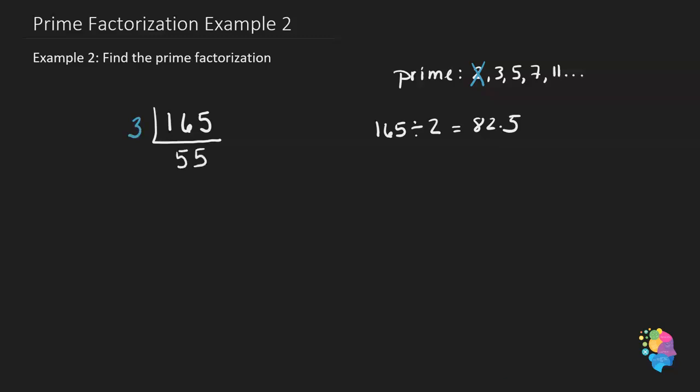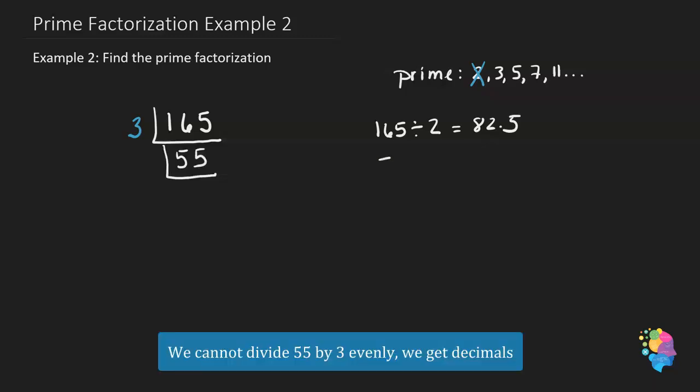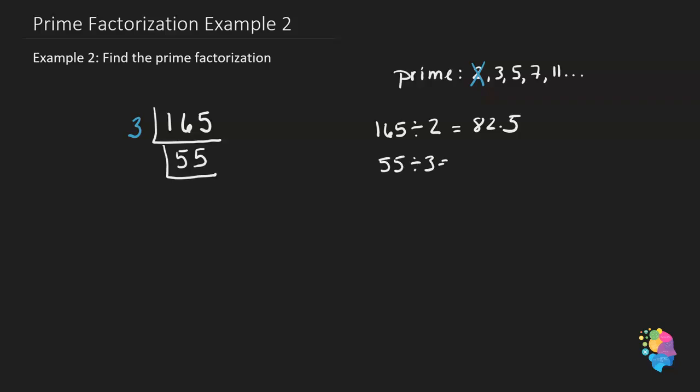And then we try it again with the same number. We try to see if 55 can be divided by 3, and it can't. We actually get a repeating decimal. If you put this in the calculator, you get 18.333. So since we are no longer able to divide by 3, we move to the next prime. In this case, the next prime is going to be 5. So I try the 5, and 55 divided by 5 gives me an 11.